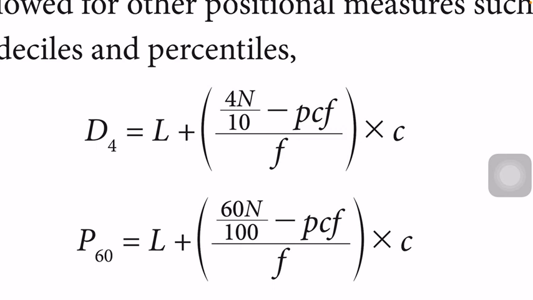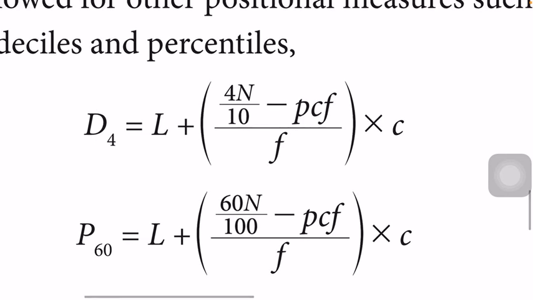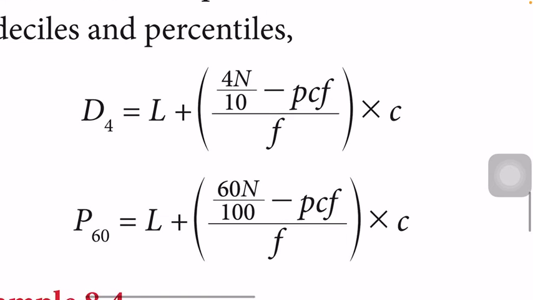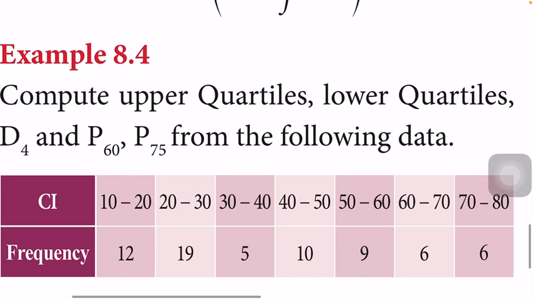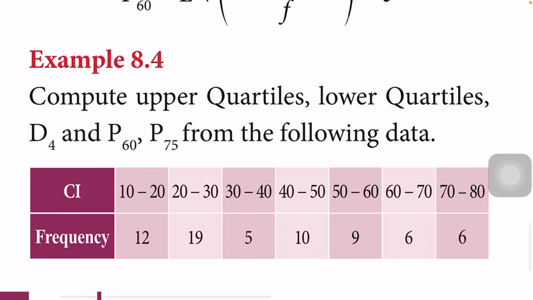For P60, it is percentile, so it should be divided by 100. As 60 is here, it is 60n divided by 100 minus PCF divided by F into C. Now, let us look at an example. Compute upper quartile, lower quartile, D4, P60 and P75 from the following data.